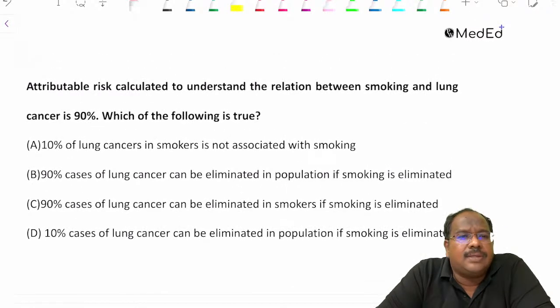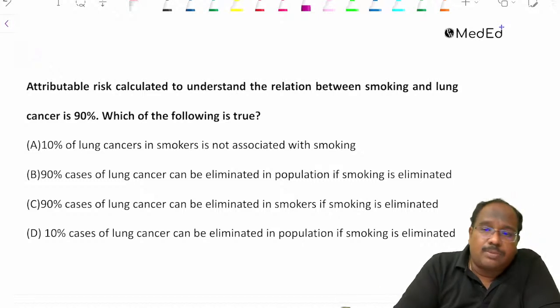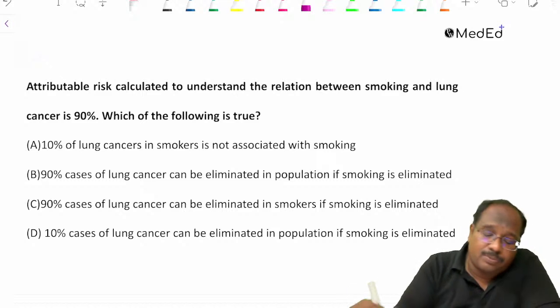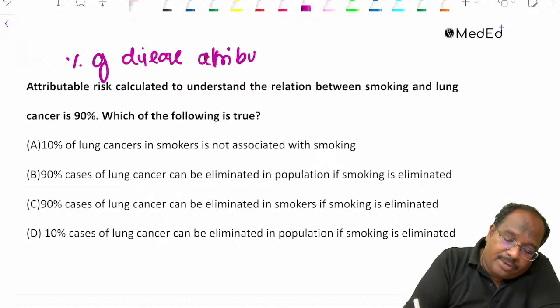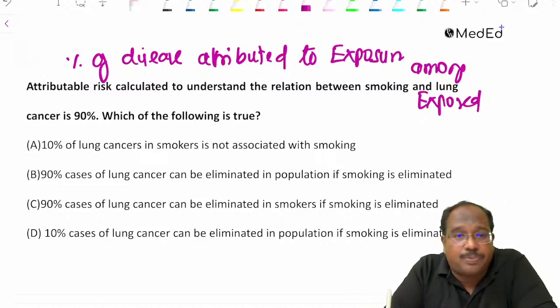Next question. Attributable risk calculated to understand the relation between smoking and lung cancer is 90%. What is true? Attributable risk talks about what? How much percentage of disease is attributed to exposure among exposed. The question we have to very specifically say: among exposed.